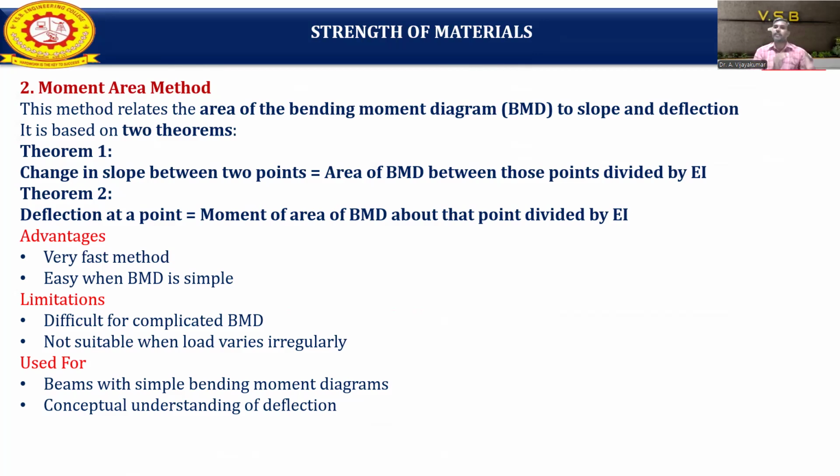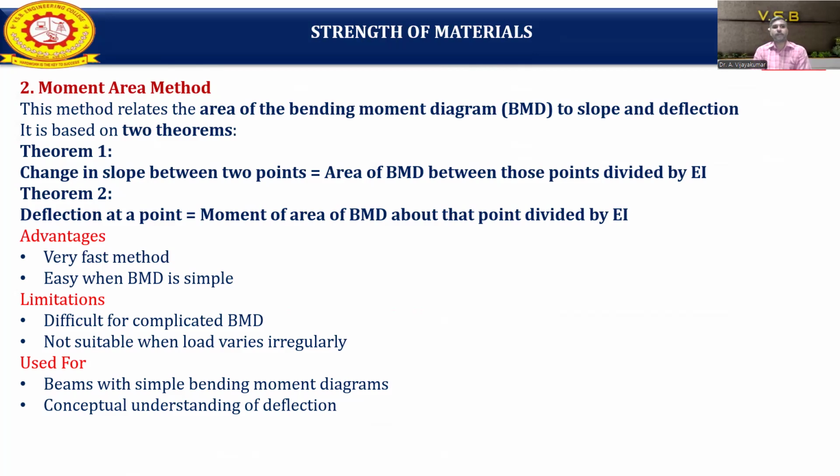Suppose you take two points, A and B. The change in slope between the two points is equal to the area of the bending moment diagram between those two points divided by EI, and we will get the slope for the given loading system. For deflection, it is the moment of the bending moment diagram area about the point divided by EI. If you do that, we will get the deflection of the beam.